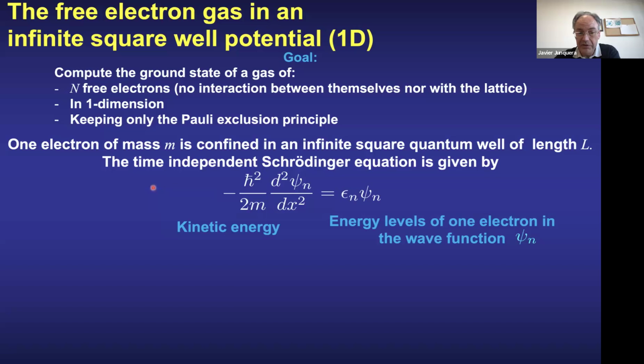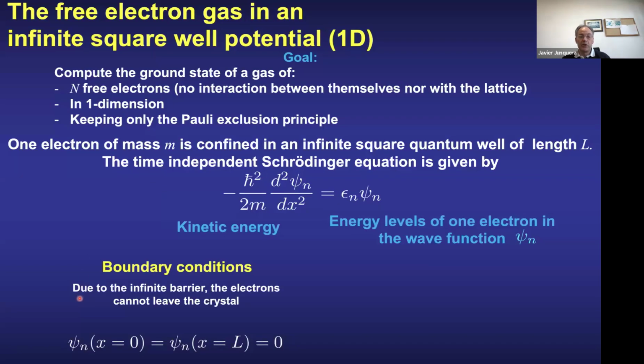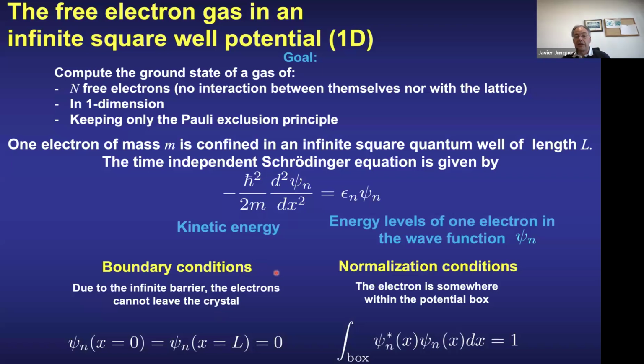And we have boundary conditions. Due to the infinite barrier, the electrons cannot leave the crystal. That means that the wave function at x equals 0 and x equals L, where 0 and L are the boundaries of the box, must be 0 at those points. And of course, the wave function has to be normalized. That means that the electron is somewhere within the potential box, so the integral of the probability density within the box should amount to 1. So that's the problem to be solved.